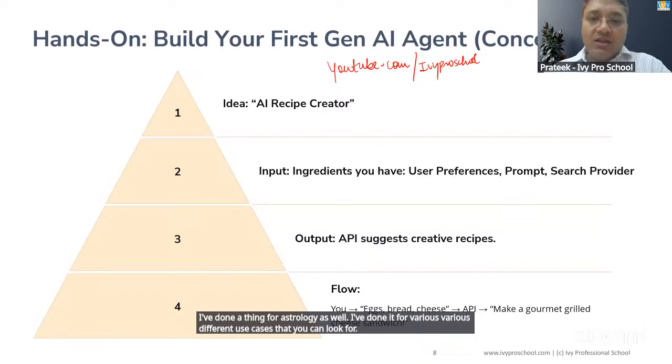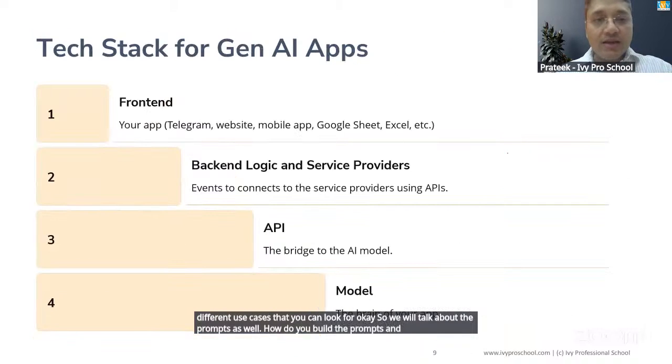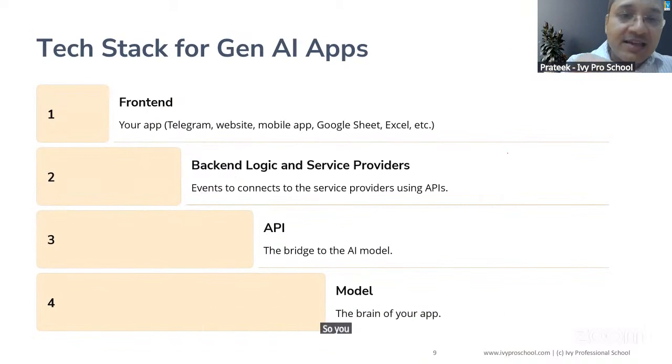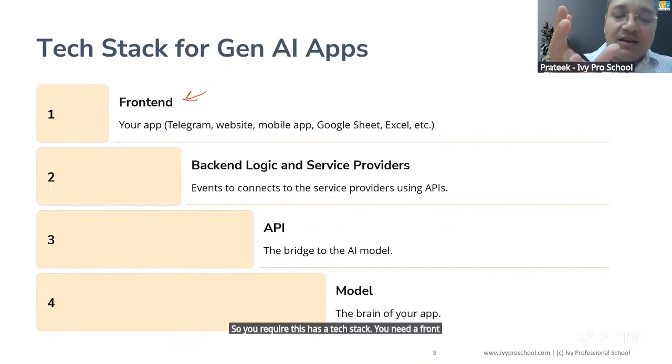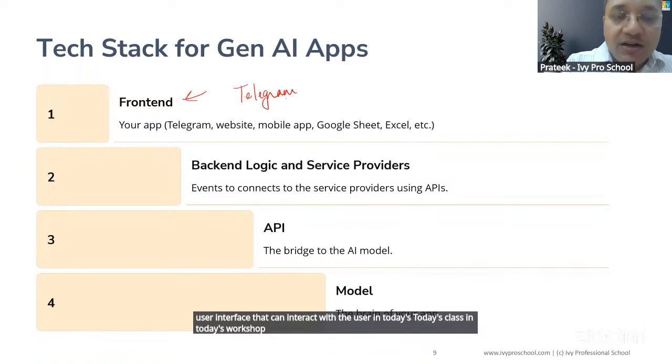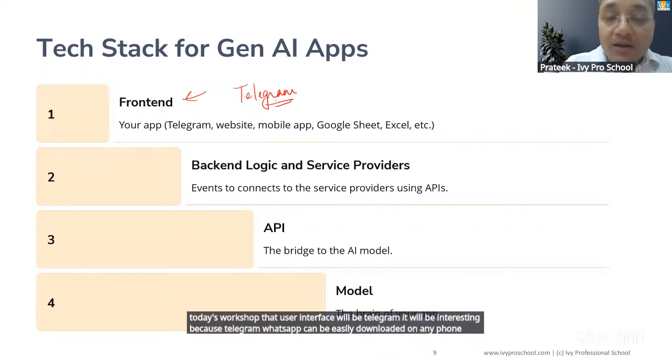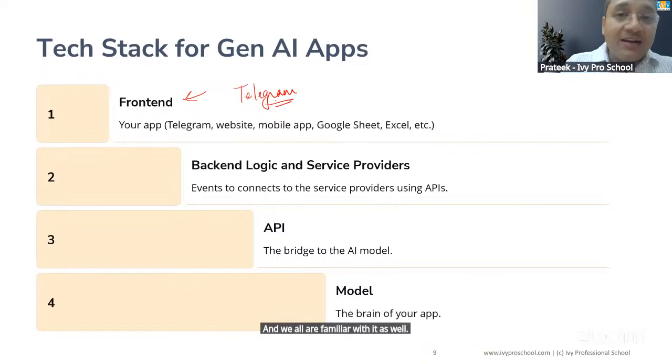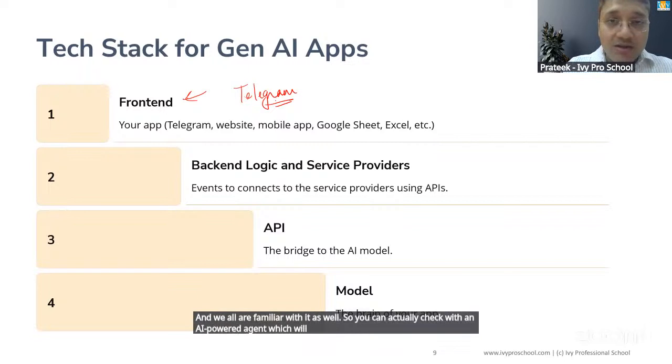So we will talk about the prompts as well. How do you build the prompts and how do you connect all these things together? You require this tech stack. You need a front end, a user interface that can interact with the user. In today's workshop, that user interface will be Telegram. It will be interesting because Telegram and WhatsApp can be easily downloaded on any phone, and we all are familiar with them. So you can actually chat with an AI-powered agent, which will advise you on financial planning. That's going to be an interesting thing.